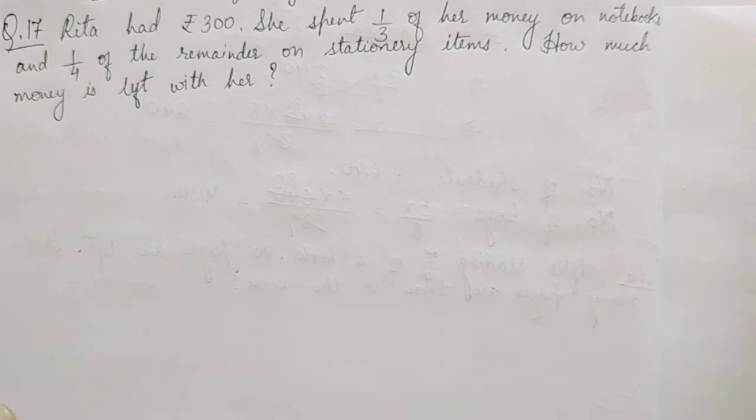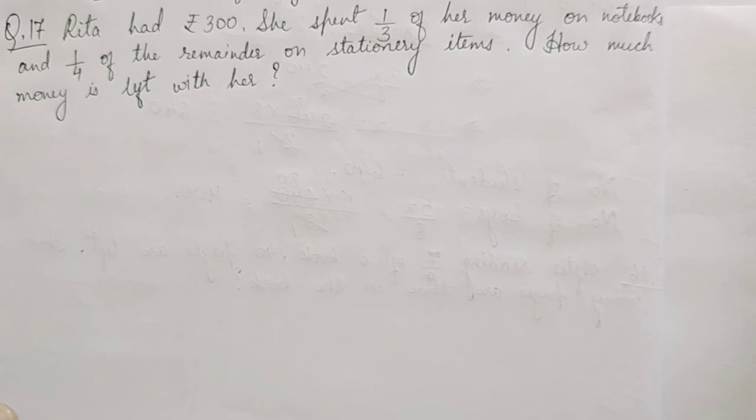Exercise 1G, question number 17. Rita had rupees 300. She spent 1 by 3 of her money on notebooks. So whatever money she was having, 300 rupees, out of that 300 she spent 1 by 3 of that 300 on purchasing notebooks.